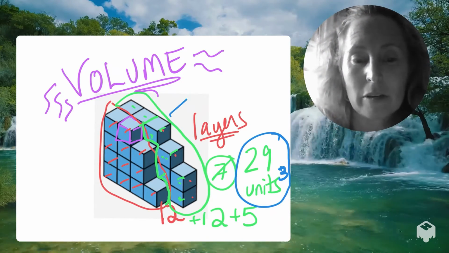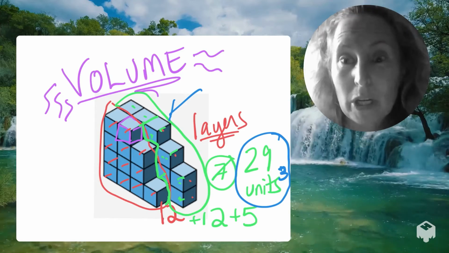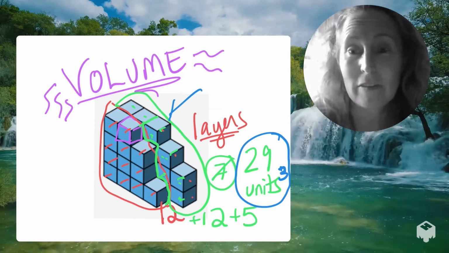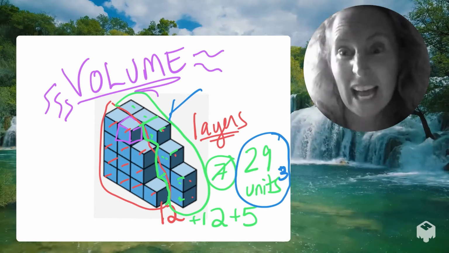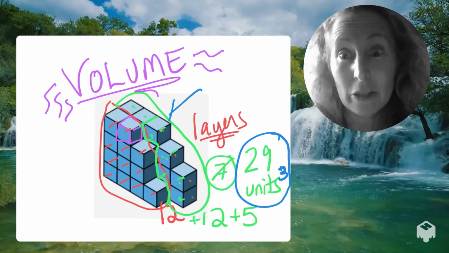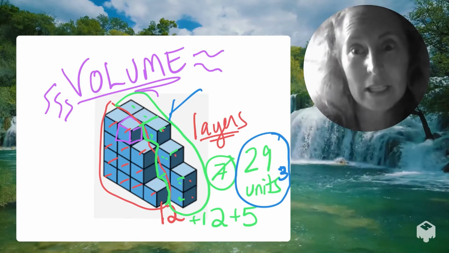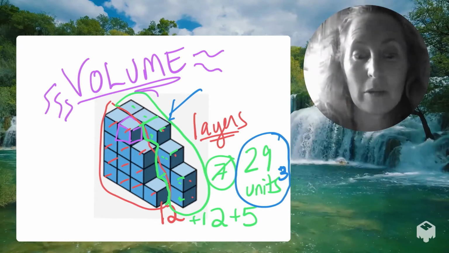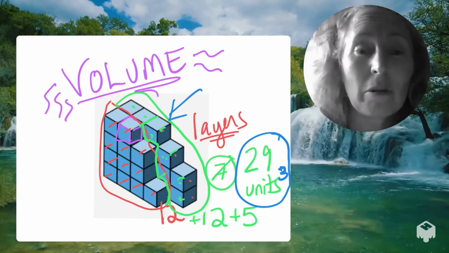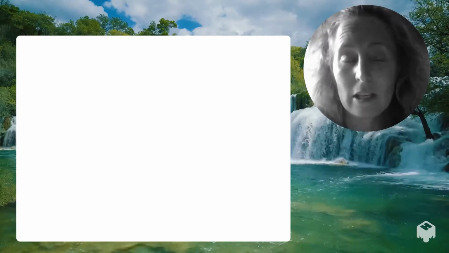And then also notice that I have put a little 3 in the exponent instead of a 2, because now we're not measuring in flat squares, we're measuring in 3-dimensional cubes. And so instead of putting a little 2 like when we did length times width, we're going to be doing a little 3 to show that we're measuring in cubic units.